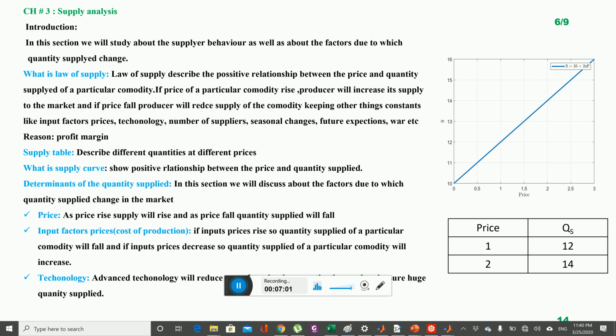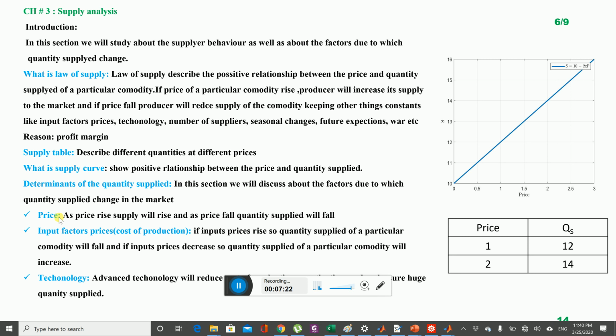Now we are switching toward the different determinants due to which the quantity supplied changes, the different factors due to which the quantity supplied will increase or decrease. Determinants of the quantity supplied. In this section, we will discuss the factors due to which the quantity supplied changes in the market.